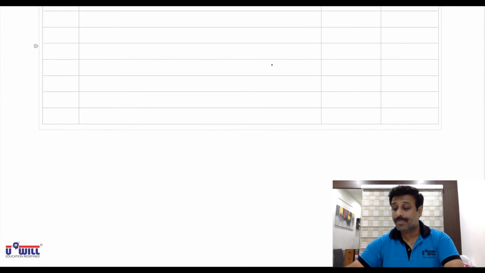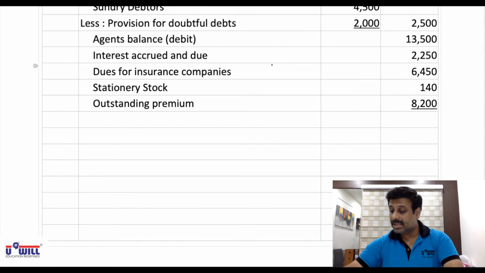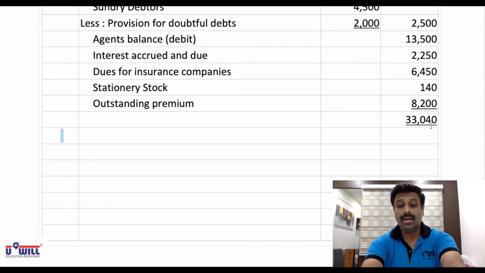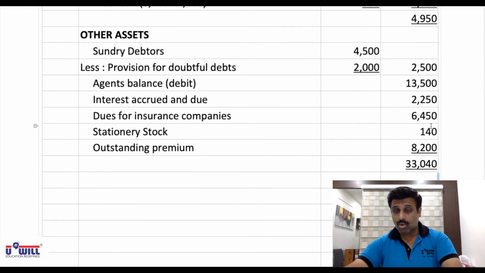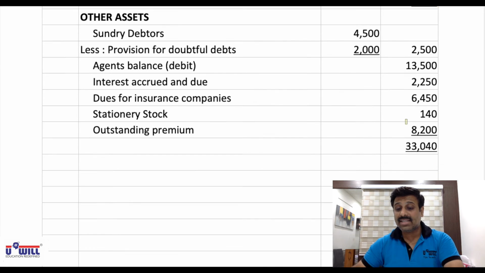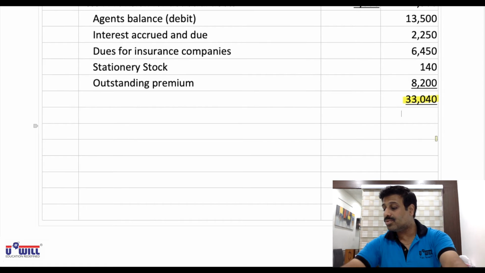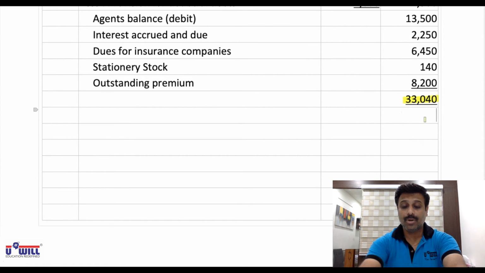We can do the totals now. Do it everyone. 2,500 plus 13,500 plus 2,250 plus 6,450 plus 140 plus 8,200, that is 33040. Now final total of both, advances 4,950 plus other assets 33040. So that comes to 37990.